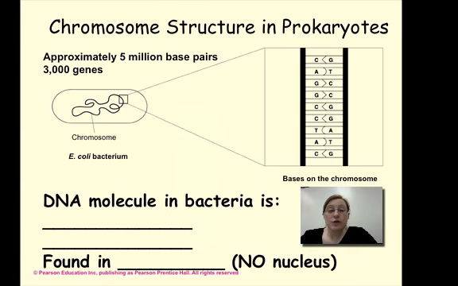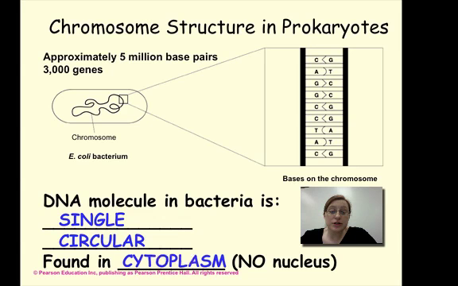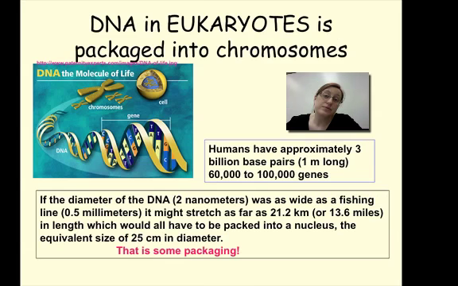Okay, quick review of chromosome structure. In prokaryotic organisms, we have a single DNA molecule that is circular, just free floating in the cytoplasm. Remember, there's no nucleus in prokaryotes. There are about 5 million base pairs, give or take, and that equates to about 3,000 genes. So they still have DNA. They have all of the C's, T's, A's, and G's. It's just going to be a lot smaller piece of genetic information.